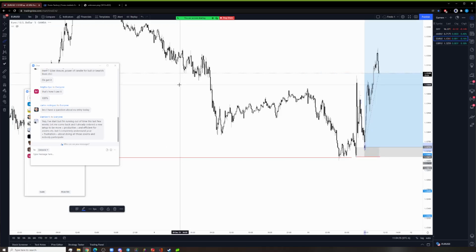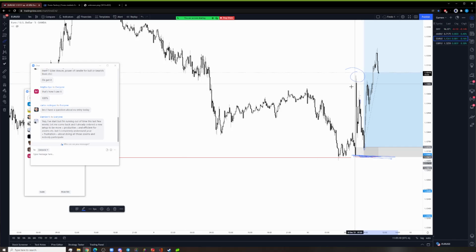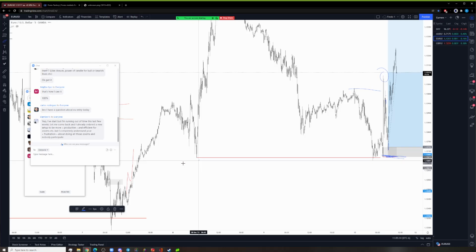For example, yes, you could argue that this is a potential liquidity grab, but in order for this to be a liquidity grab, this has to break. Do you get me? Yeah. So the only thing I can assume is what is being shown on the chart, which is a bullish break of structure after liquidity, right?